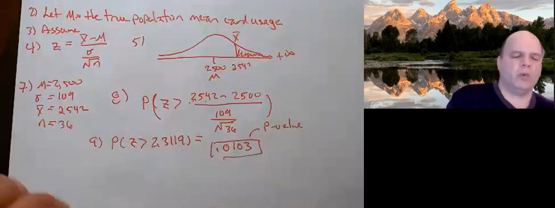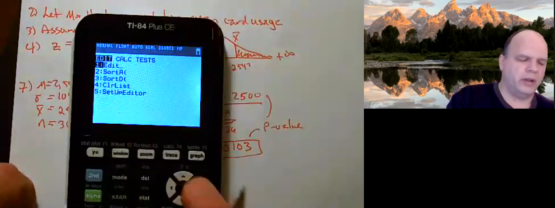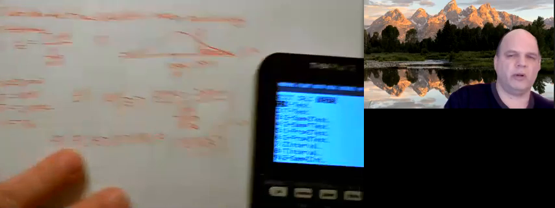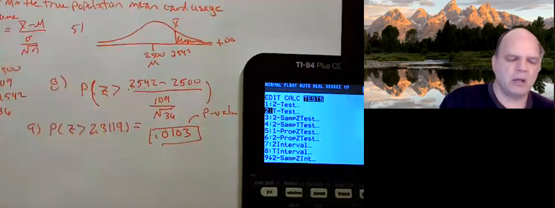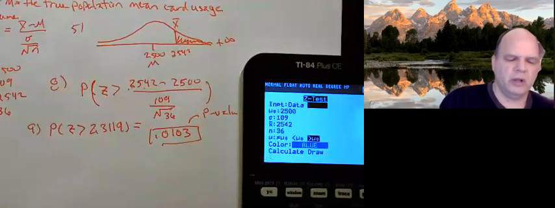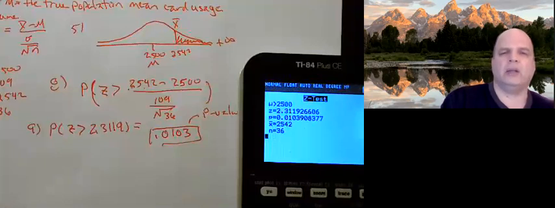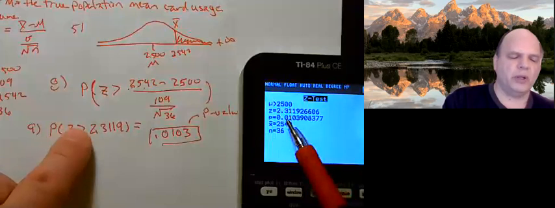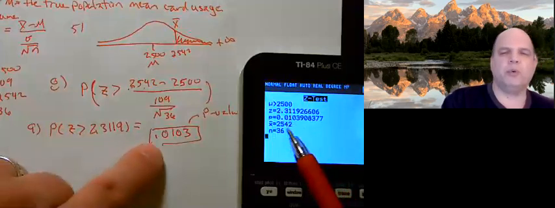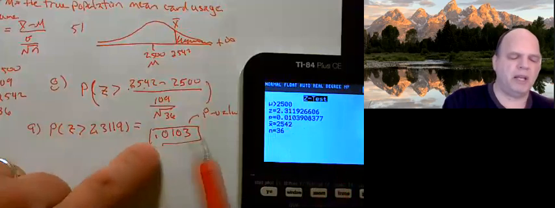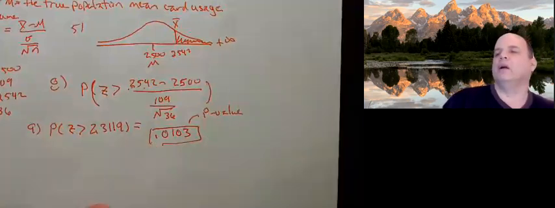All right, and I'm going to run that one more time really quickly, so y'all can see where it came from. Stat, test, z-test. 2,500 was my mean. My standard deviation is 109, 2542, 36 is my sample size, and I had a greater than. I press calculate, and I get the probability that Z is greater than 2.3119 equals 0.0103. And that P is my p-value.